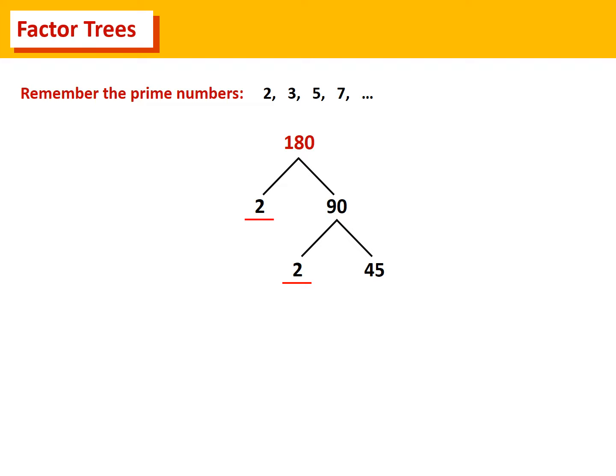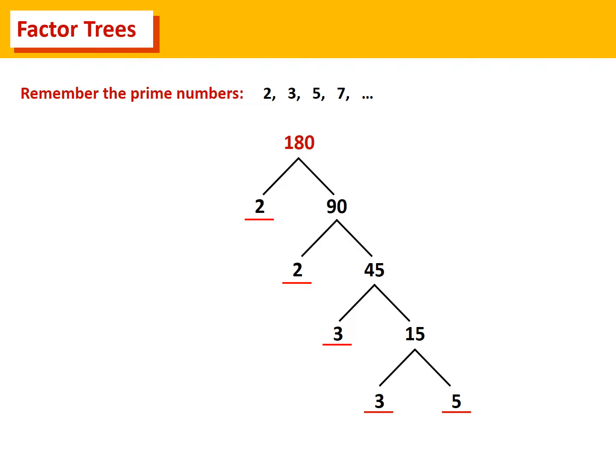45 isn't even, so we can't break it up into 2 times something, but we can break it up into 3 times something, 3 times 15, and 3 is prime. 15 isn't prime because that can be broken down into 3 times 5. And we underline both of those, so now we're at the end of our factor tree.